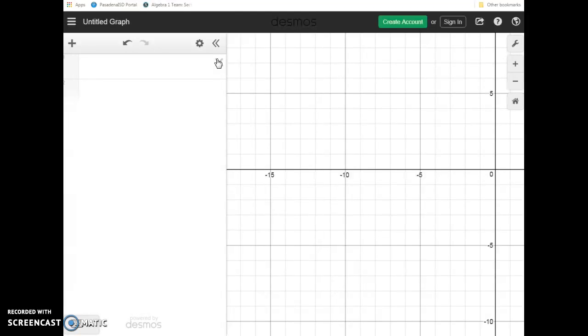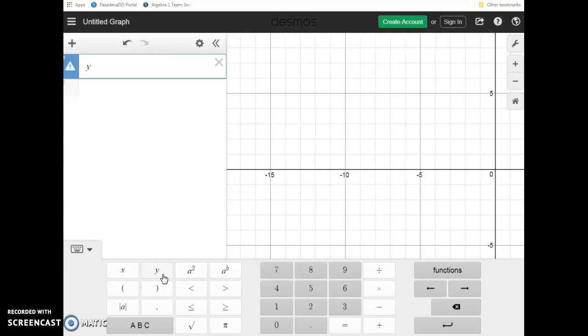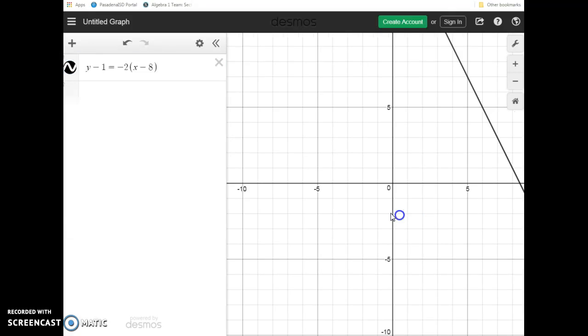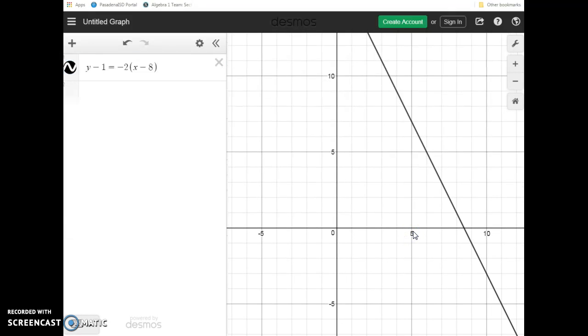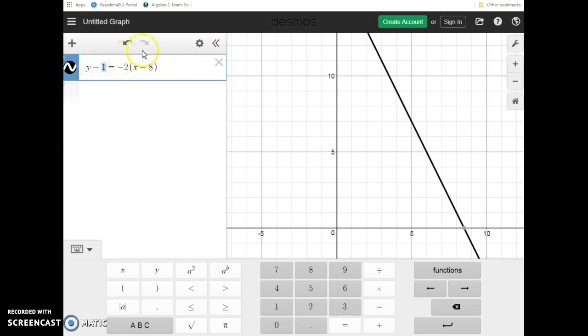I have y minus 1 equals negative 2 parentheses x minus 8 close parentheses. Okay? There goes my line. Let's open up settings because I want to see the table. Oh, this is not going to give me the table. Okay, so what we're going to have to do is move that minus 1 to the other side, make it a plus 1. Remember, when you move it to the other side, you have to change the symbol. So make it right here just plus 1, and that should work.